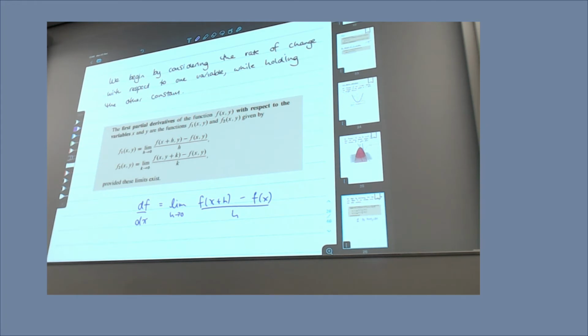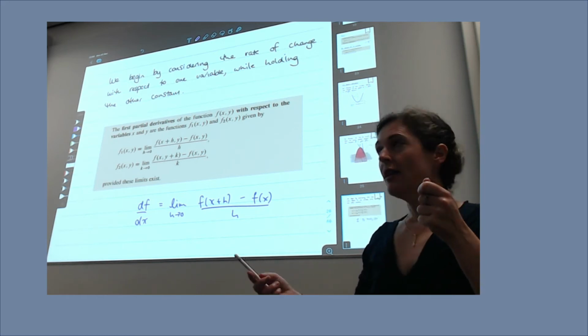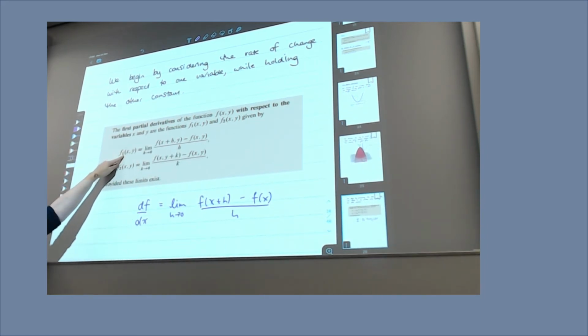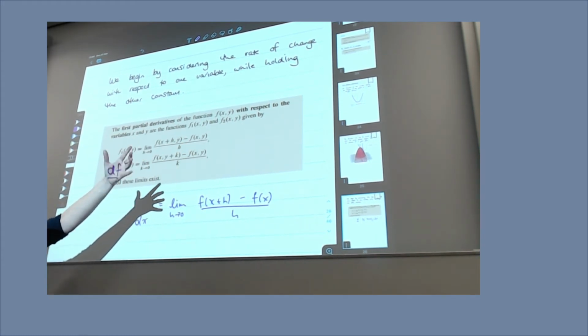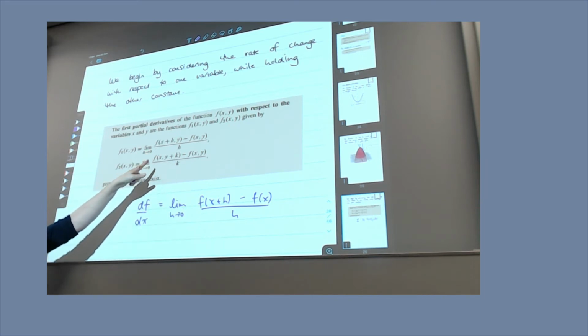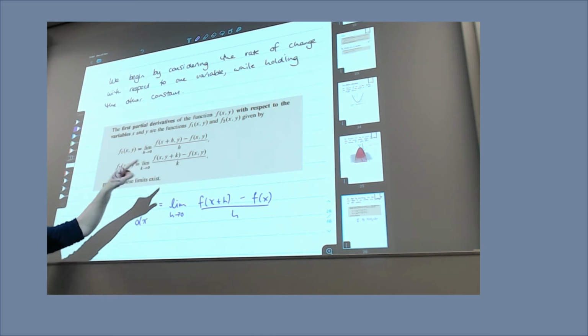Well, we play exactly the same game when we're trying to work with functions of two variables. Now what we do is we say, if I want the derivative with respect to x, so the derivative with respect to the first variable, which in this case is x, I'm going to hold y constant. I'm not doing anything to y. So you'll notice in both of these terms my y is just sitting there, coming along for the ride. And I do exactly what I did down here with my x. So I do an x plus h minus f of x, and I find my limit.